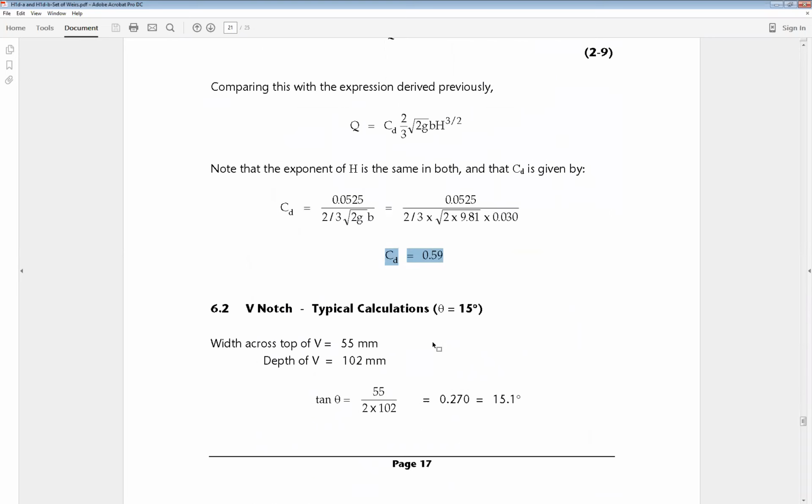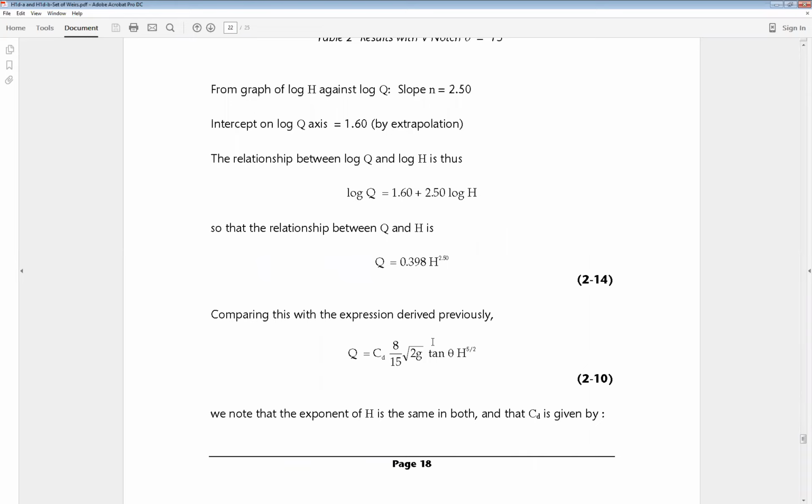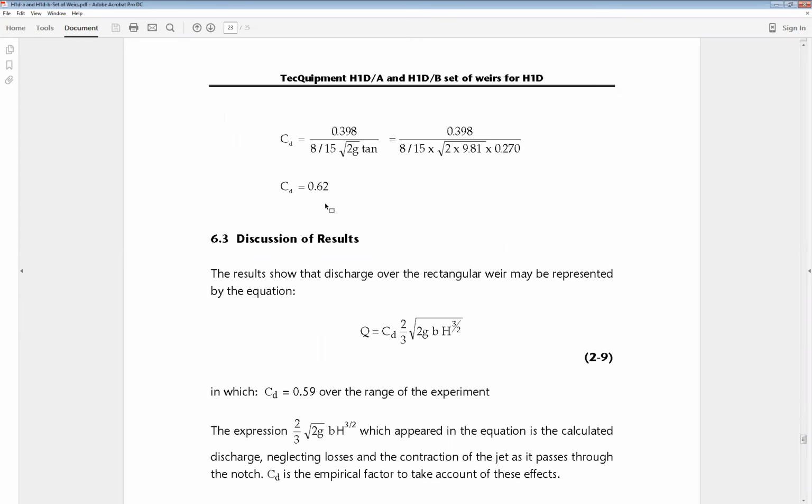And for the V notch, the same. You're going to do the same as this one, and you can easily calculate the CD in this formula for the V notch as well. And you can see here.